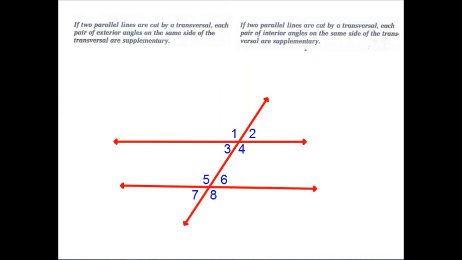Now, our next 2 theorems that match together. If two parallel lines are cut by a transversal, each pair of exterior angles on the same side of a transversal are supplementary. So like before, let's say that we start off knowing that we have parallel lines. We have those little arrows on them. What our first theorem says is that angle 1 is going to be supplementary to angle 7, or angle 2 is going to be supplementary to angle 8. What do you think our shorthand for this is going to be?